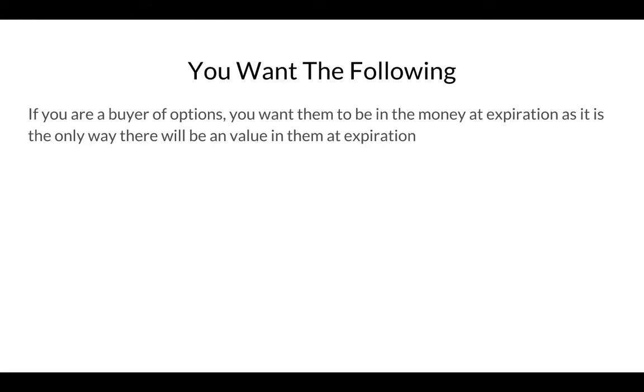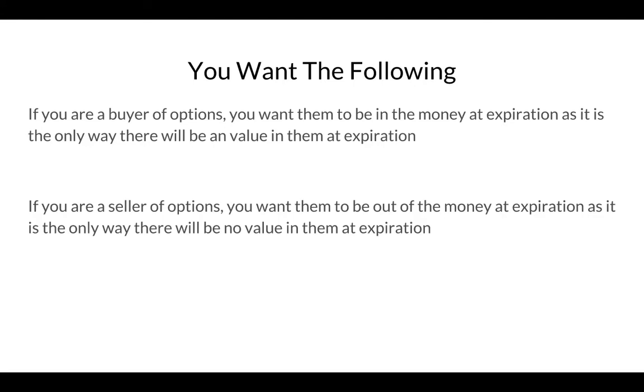If you're the buyer of a put, you want the strike price of the put to be above the price of the stock. That is what an in the money put is, and that's the only way your put will have any value at expiration. Now, on the other side, if you're a seller of an option, right, you want them to be out of the money at expiration, as there will be no value in those, right? When we sell something, we want the value to go down. So if we sell options, we want them to be out of the money at expiration.